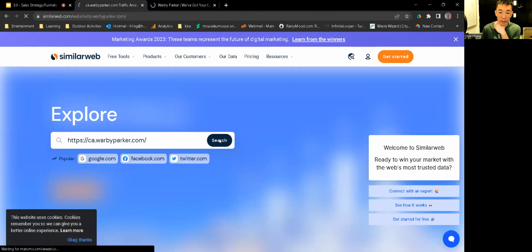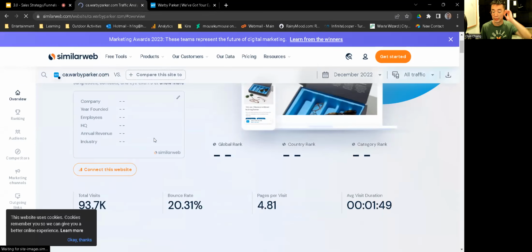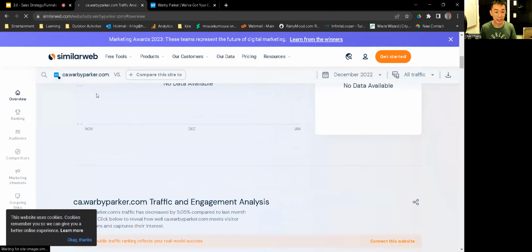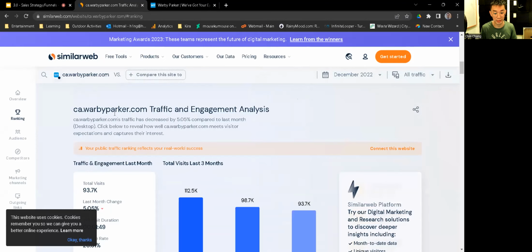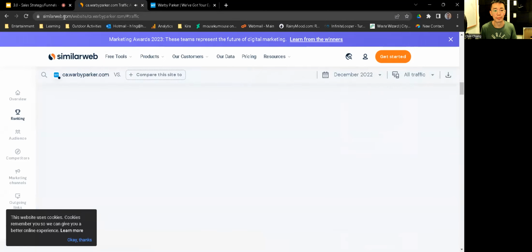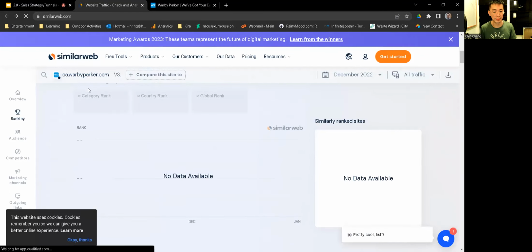If we search, these tools like SimilarWeb, SEMrush, there are a few other ones as well. They actually show you where they get their traffic from, what keywords they use, how the site is performing. So it looks like the Canadian website probably has too little data. Let me see if I can look at the American website. Let's try that again.